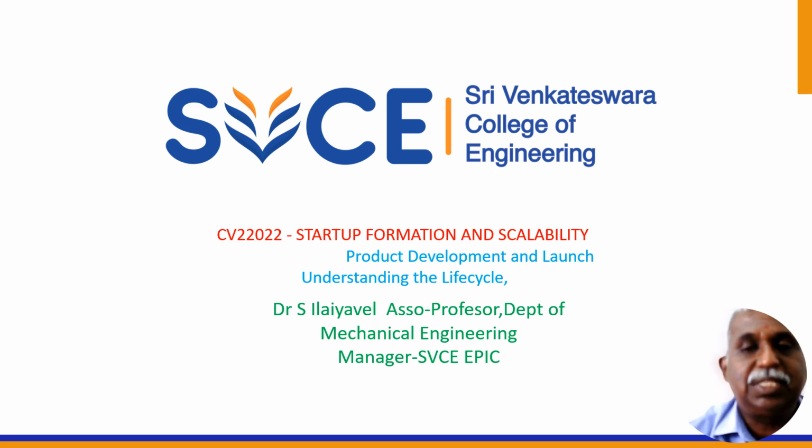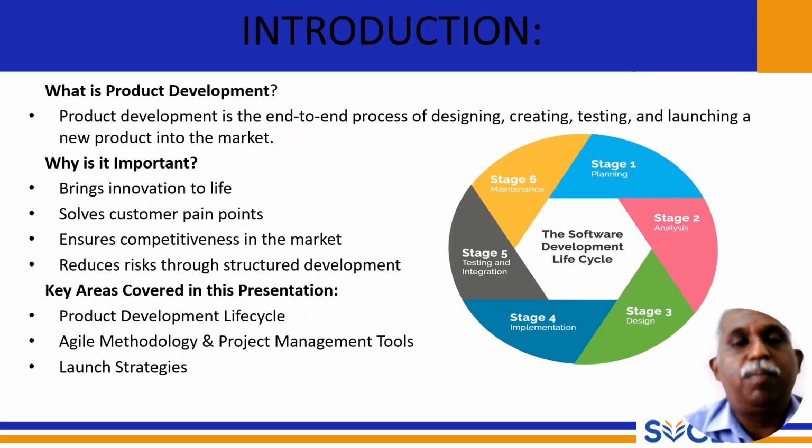First, understand what is product development. Product development is the end-to-end process of designing, creating, testing, and finally launching the new product. We have 6 stages of product development. Number one, planning, analyzing. Then third, we go for design, implementation, testing. After that we need to integrate. Then finally maintaining the same. The product development starts from designing and ends with maintenance.